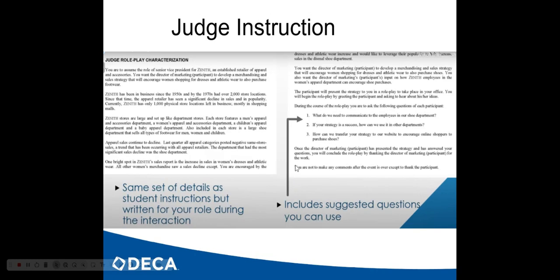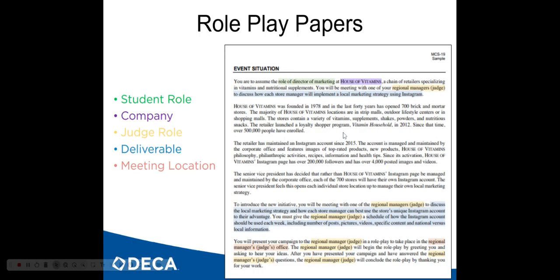For the judge's instructions, once again, it mimics what the student's instructions are, but it's written from your perspective, your point of view, who you are and who the student is. So you'll read this and become very familiar with it. You can see on this one, it's showing what those questions are. And once again, your event director will talk to you about these.